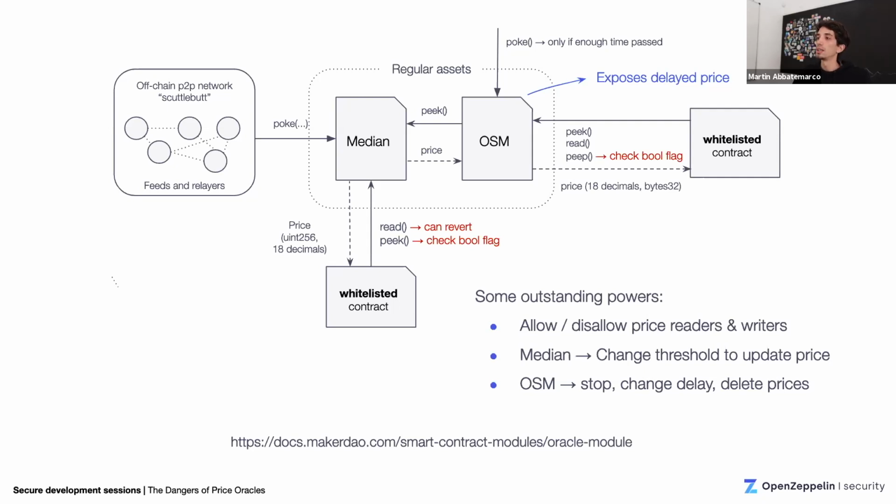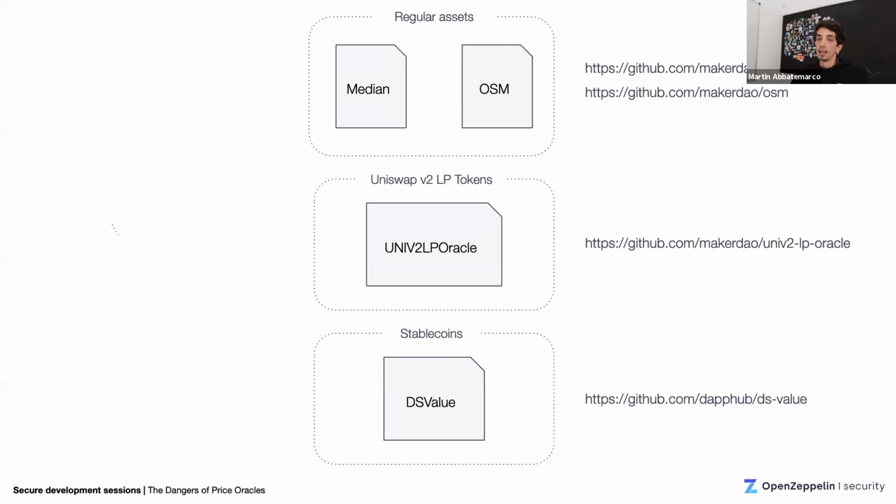But I mentioned that, well, the median and the OSM are not the only ones, right? So Maker has additional oracles, such as the UniV2LP oracle and the DS value, that they use, one for the Uniswap V2 LP tokens, obviously, and the other one for stablecoins. So, again, all of this is open source. I'm not saying something that is confidential. Everything is for you to read and for you to do your own research about these kinds of things.